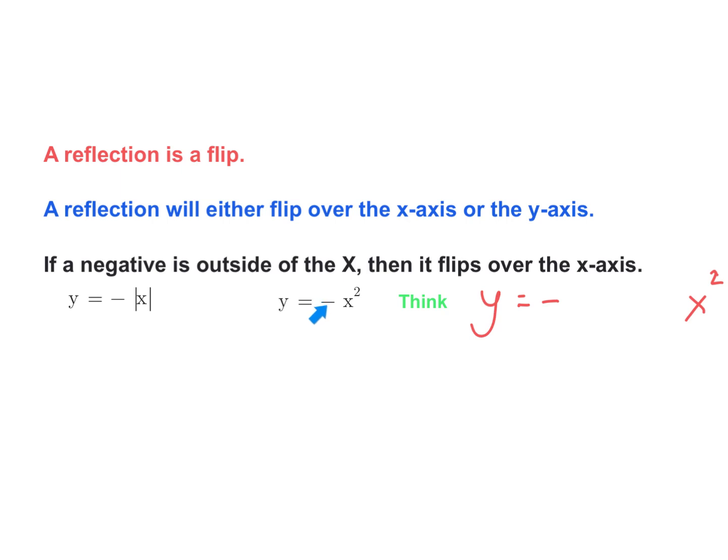I want you to make sure that you understand that there's a big gap in between the negative and the x squared. The negative is not being squared. Only the x is being squared. So think about this big space in between the minus and the x squared. That's how I know that it's outside, because what's happening in this problem is squaring. Since the x is the only thing being squared, the negative is outside of that squaring.